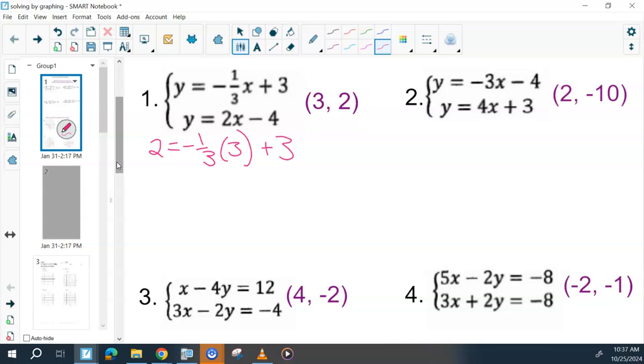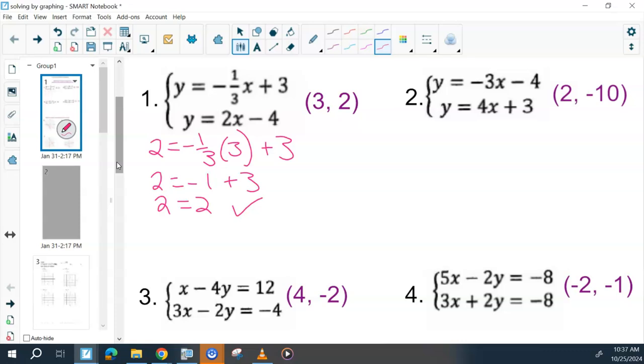So we'll do this one at a time. Let's do the first one first. And we're going to see, does this make this true? Is it a true statement? So if I put 3 in here and I multiply this part, this gives me -1. Does -1 plus 3 equal 2? Yes. So I can say that's a true statement.